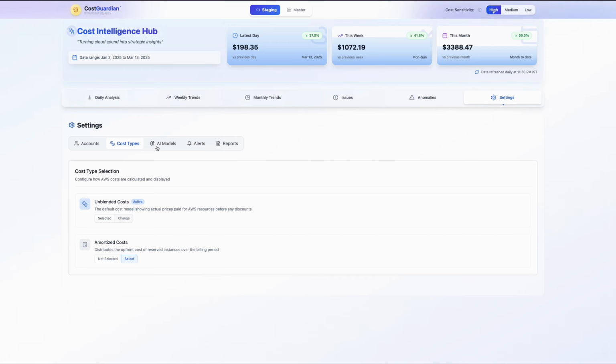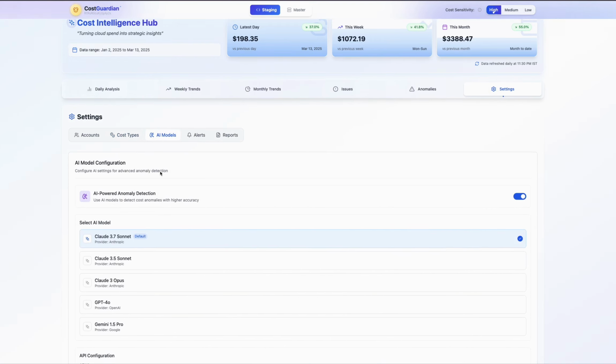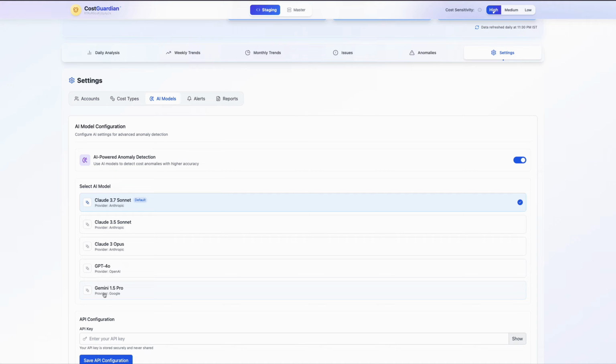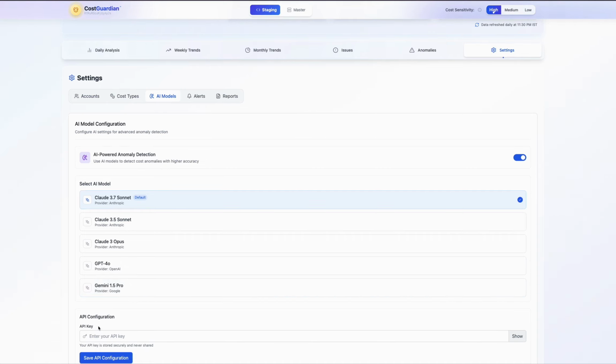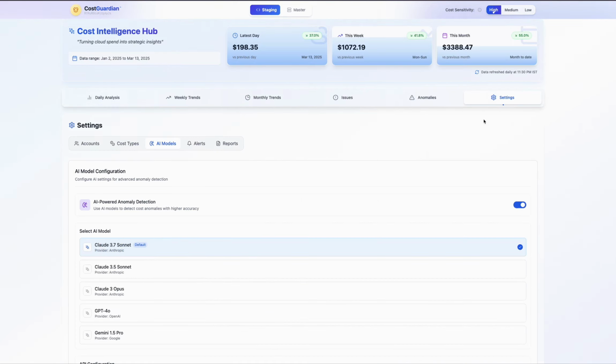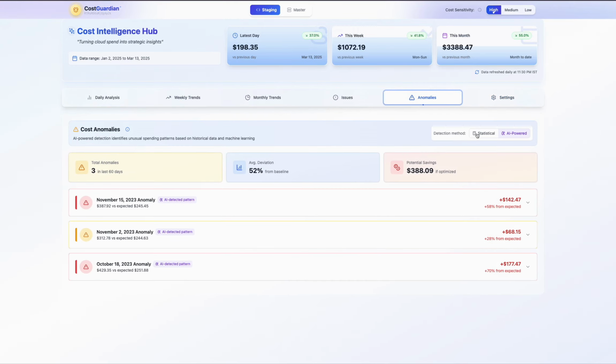You can do that. In the AI model part, we support all the major AI models. All you have to do is pass your API key. If you are not interested in using an AI model for anomaly detection, you can just disable it, and you can still use the statistical method to detect your anomalies.